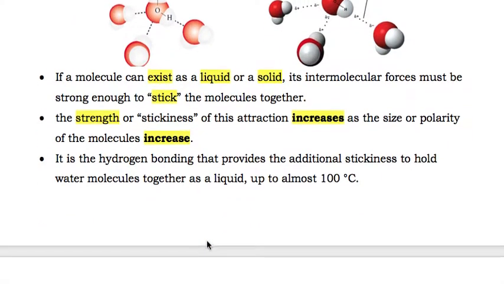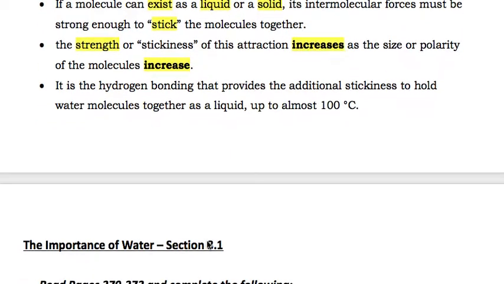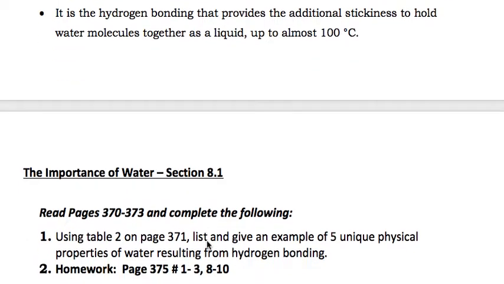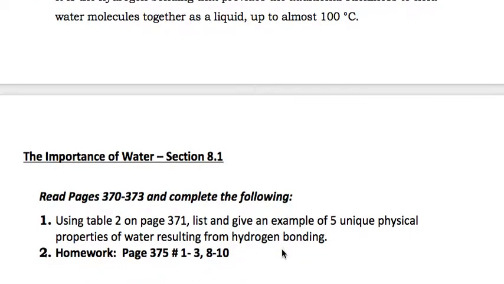So, in this section you will read more properties about water. You will read pages 370 to 373 and complete these questions. Using Table 2 on page 371, list and give an example of 5 unique physical properties of water resulting from hydrogen bonding. And there are some questions on page 375 that you can do from this section.